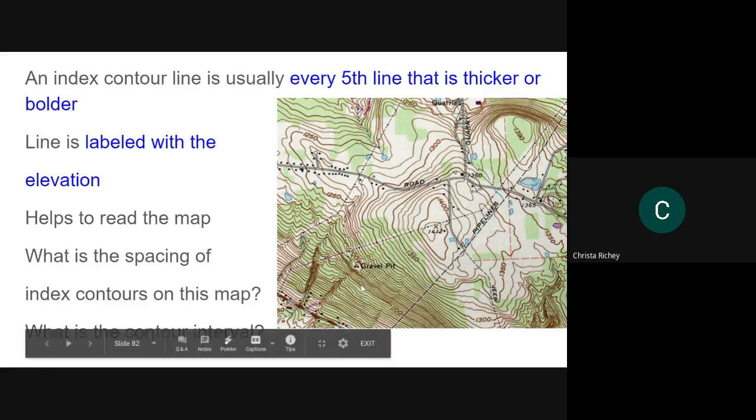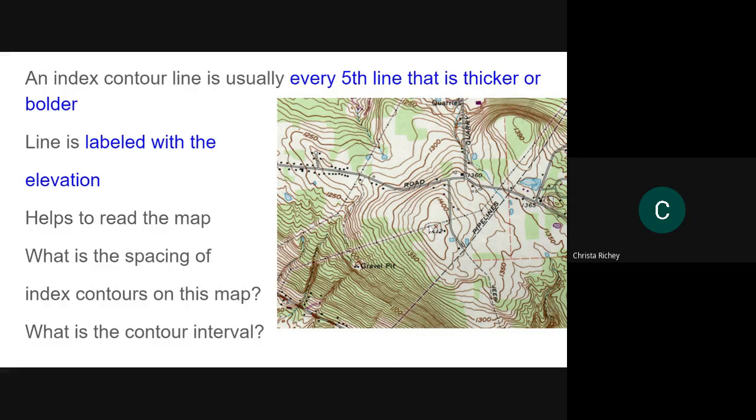There's a bunch of stuff going on in this map. We have a benchmark up here, this X. A benchmark is going to give you an exact elevation. So the highest point on this hill, wherever this is, is 1,412 feet. Benchmarks give you exact elevation. Sometimes it's an X, sometimes it's a BM.